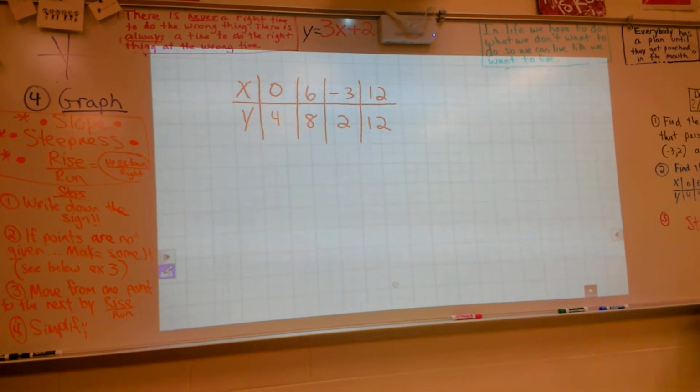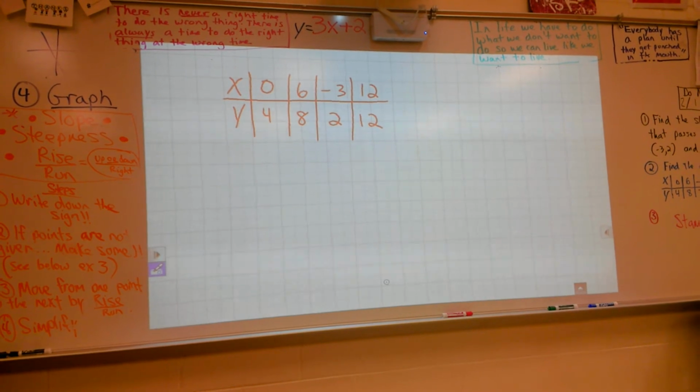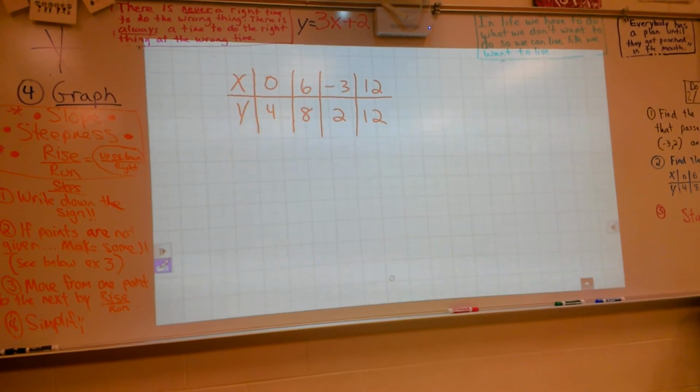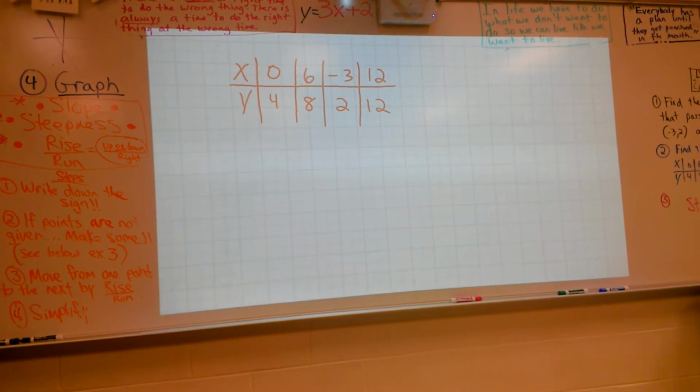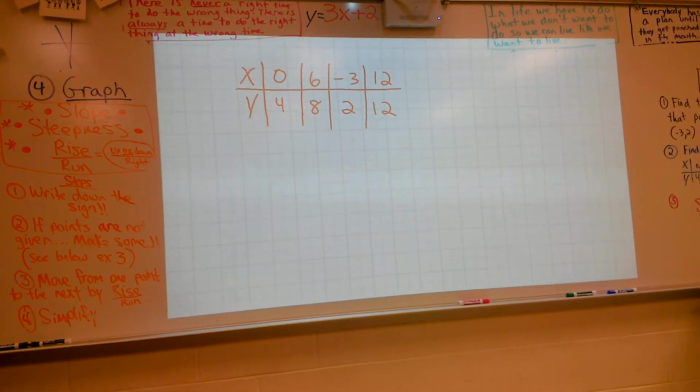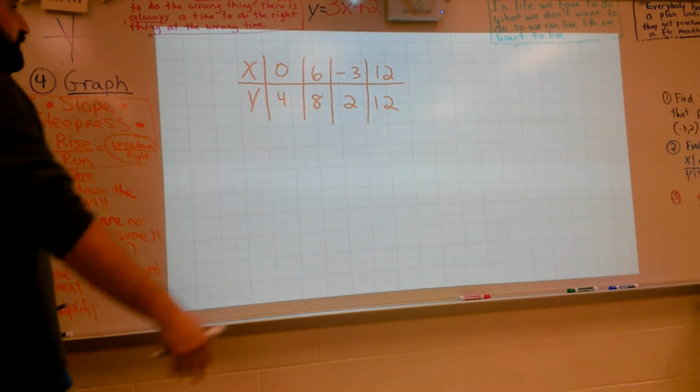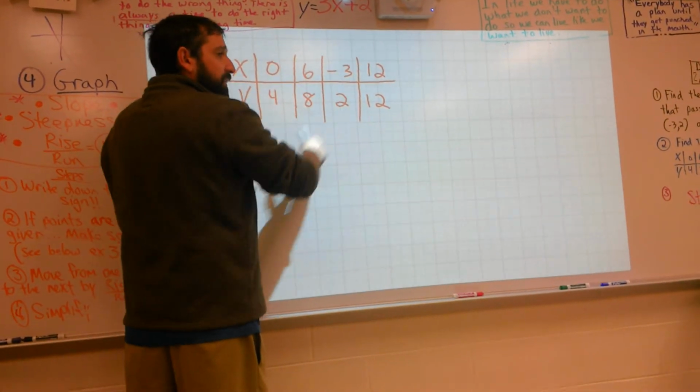I said, which 2 ordered pairs do we use? And she said the first 2. Guys, you don't have to use the first 2. There's kind of a trick question. You can use any point that you want to. You can use the first point, the last point, the second point, the third point. It doesn't matter. Because all these points are seemingly random up here anyways.